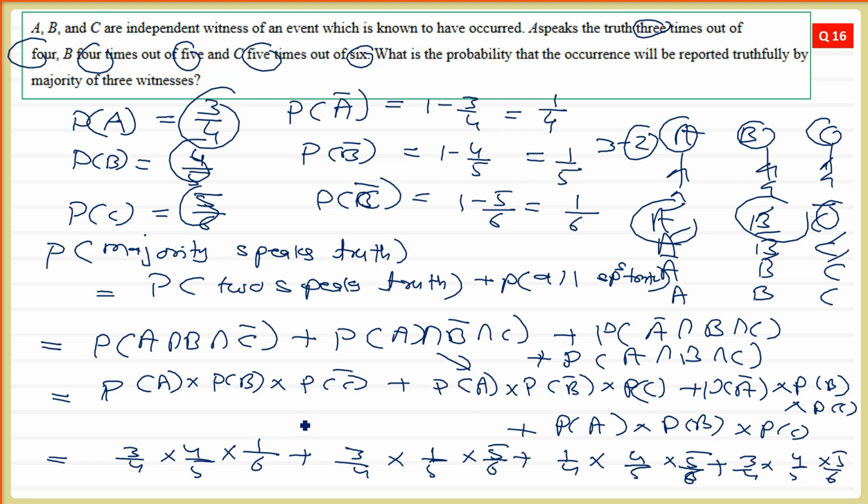And when you compute these, the concept is important. The computation, I hope you'll be able to do. The final value is going to be 107 divided by 120. Alright, this is the final value.